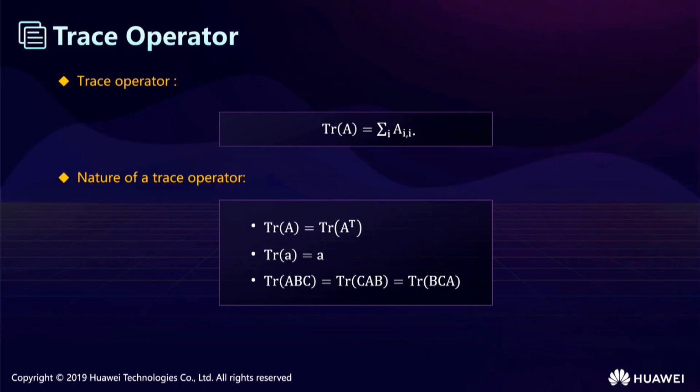It doesn't matter if their order or position changes. You can do the trace operation and get the same value. That's the nature of the trace operator.